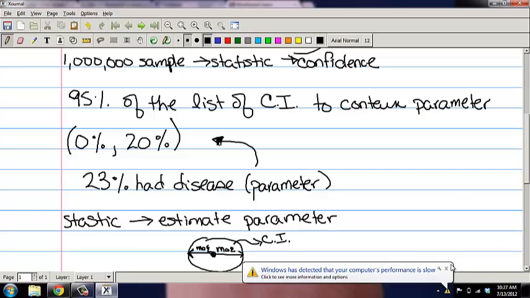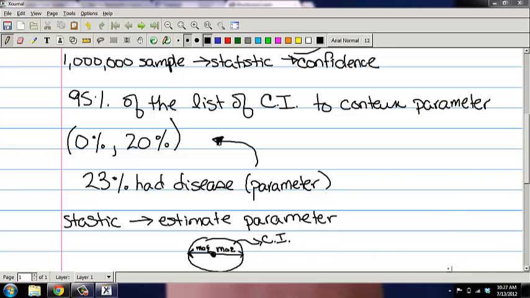At no point do we actually place a number on the parameter unless we were able to go and look at the entire population. So in the case of the example, if he went and killed all of his ducks, then yes, he would be able to actually go in and see how many of his ducks had the disease. So that's all I have now.